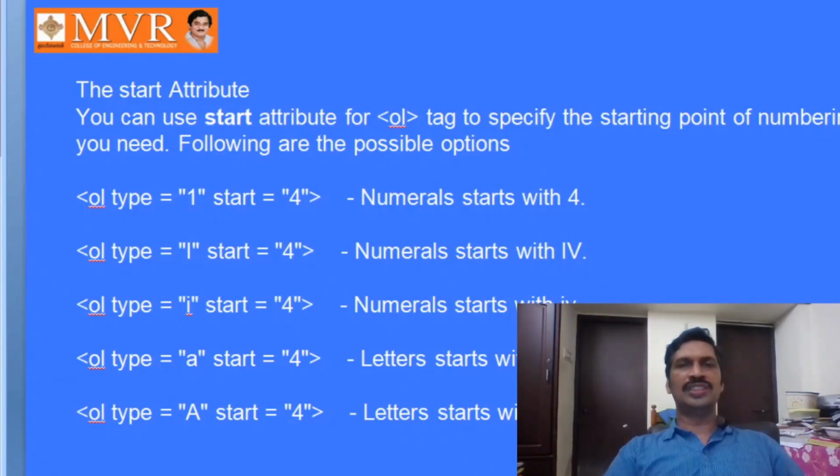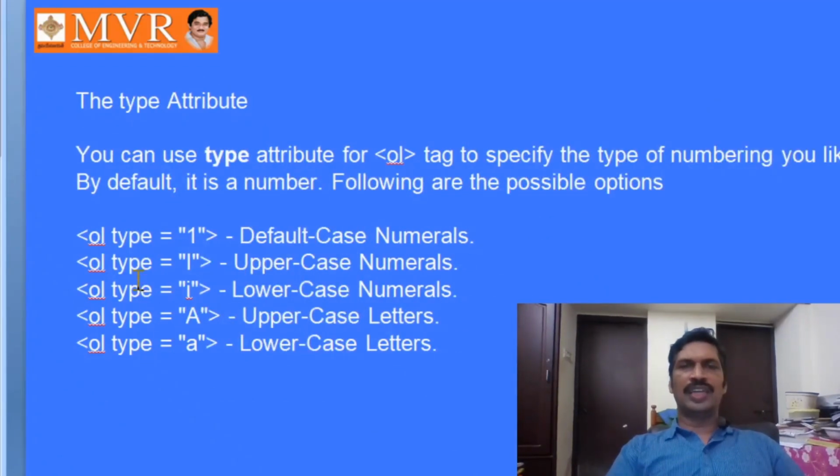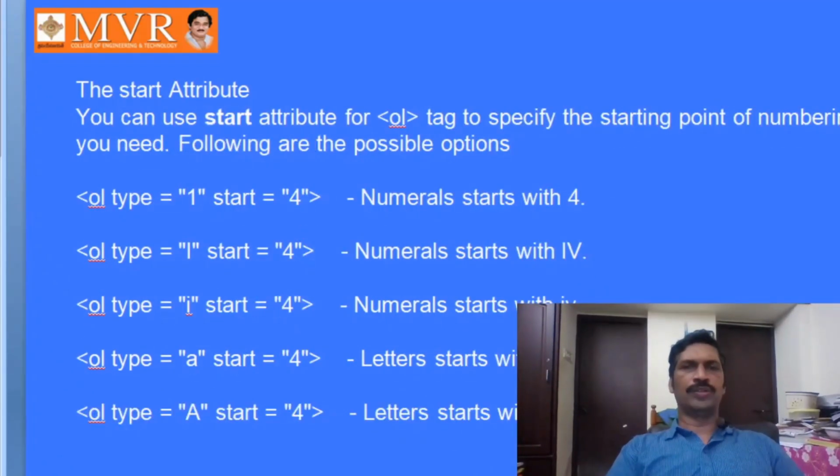This is about ordered list. The two attributes of the ordered list are type and start. We have seen various possibilities of type and start. Okay.